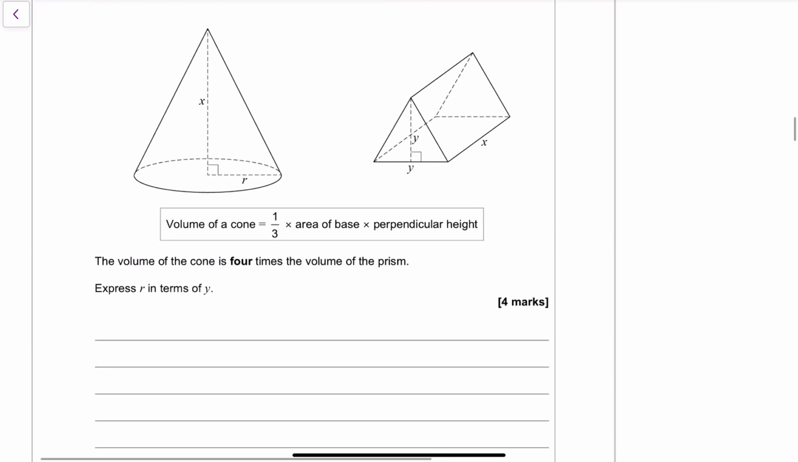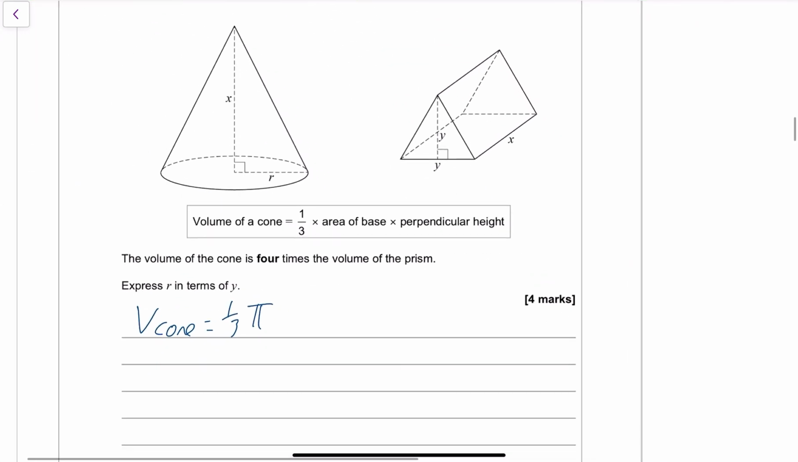Right, let's just find the volume of our cone. It is a third times my base. So its base area is going to be pi r squared, times my perpendicular height, which is x. The volume of the triangular prism is a half times the base times the height. So it's a half times y times the length, which is x. So it is xy squared all over 2.